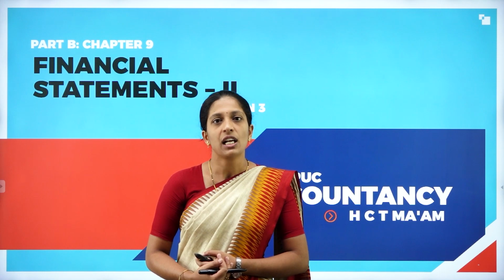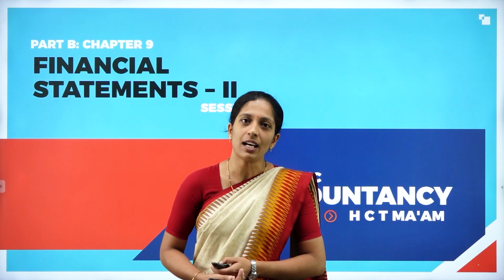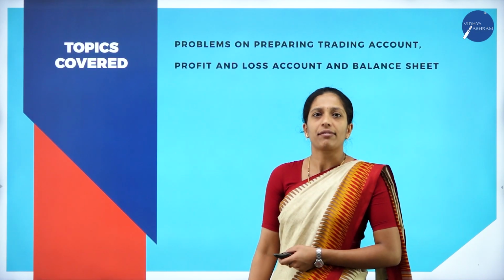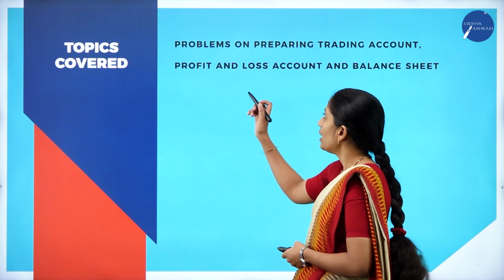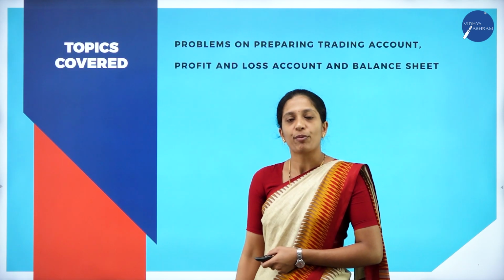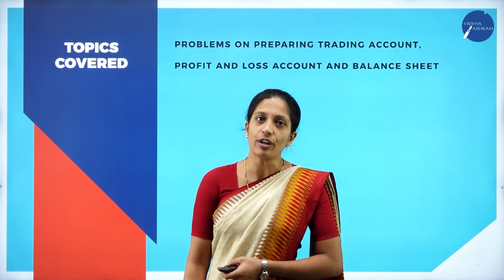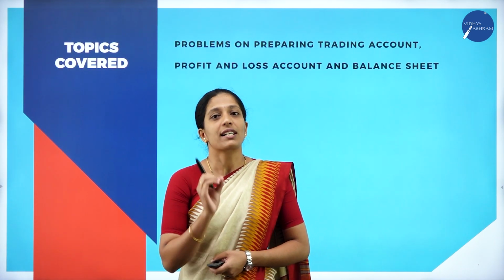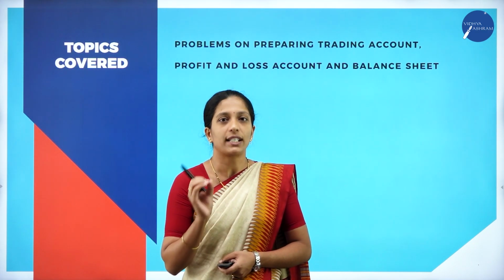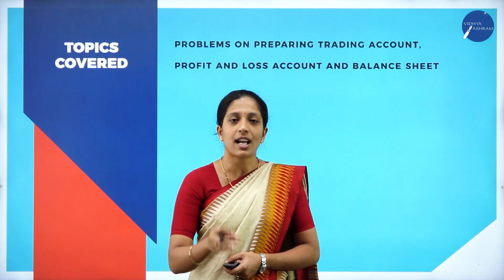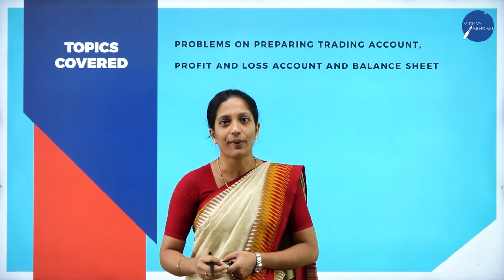Before that, we shall see what are the topics that we have discussed in the previous session. In the previous session, I covered this topic, that is, we solved a 12 marks problem where we had to prepare trading account, profit and loss account and balance sheet for 12 marks. And make note, it is a very important as well as compulsory question under section D. They will ask for 12 marks and this will be the last problem of your question paper.